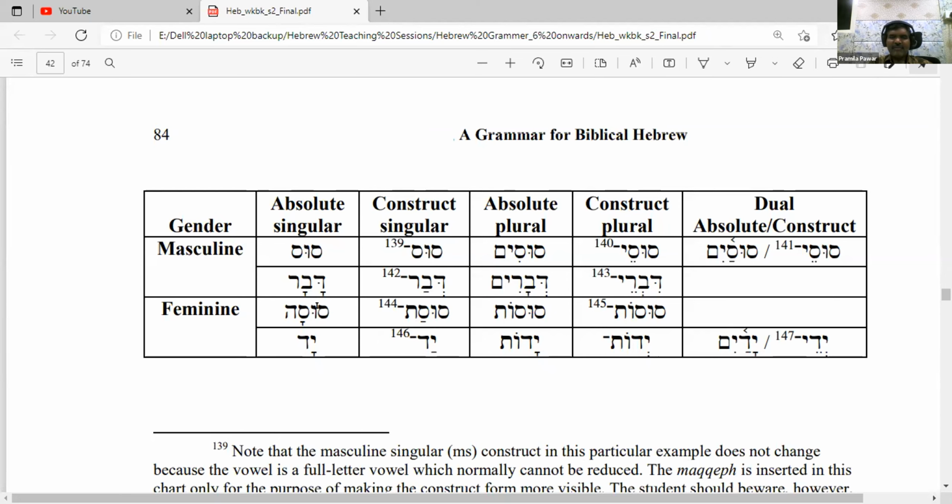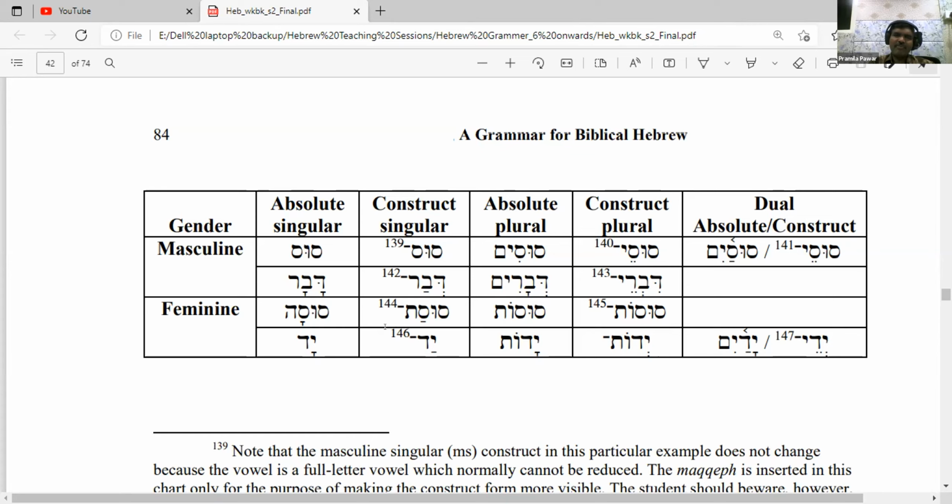Now, in feminine, what is the masculine singular? It is Sus, so the feminine singular is Susa. Again, I'm taking this as revision. What is the construct state of Susa? Susat. I'm asking about the feminine singular. Susa will turn to Susat. Say after me: Susat.